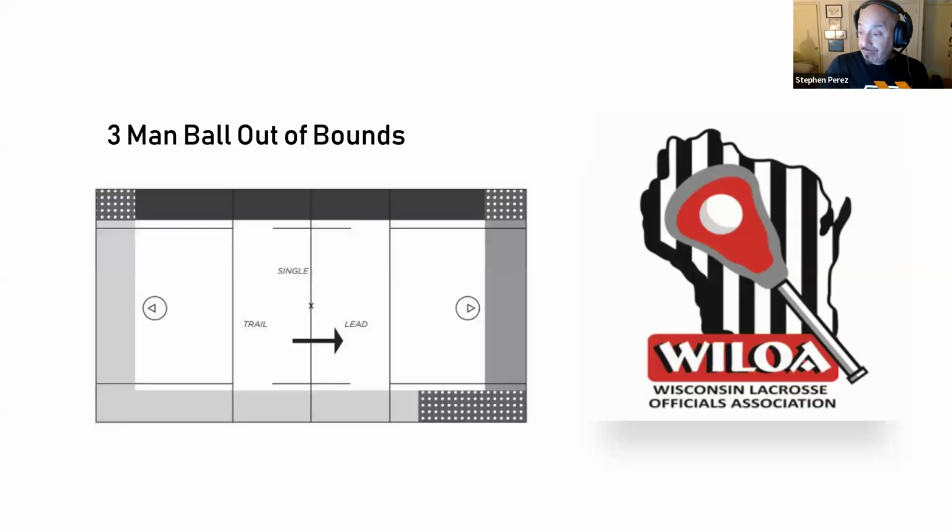3-man ball out of bounds. Lead has the inlines.